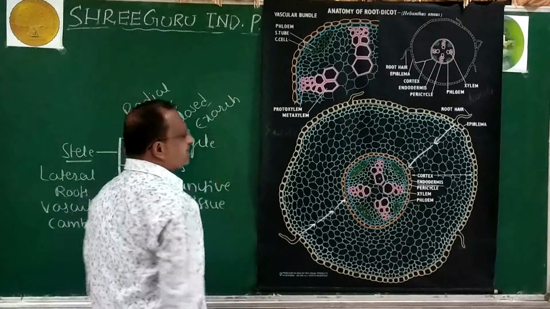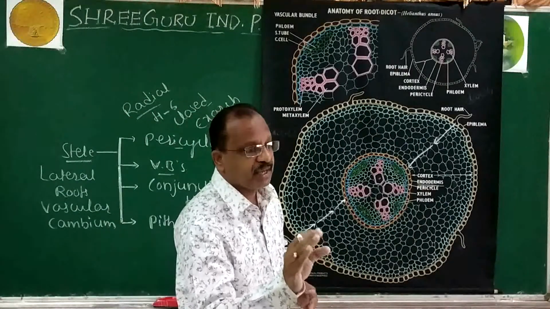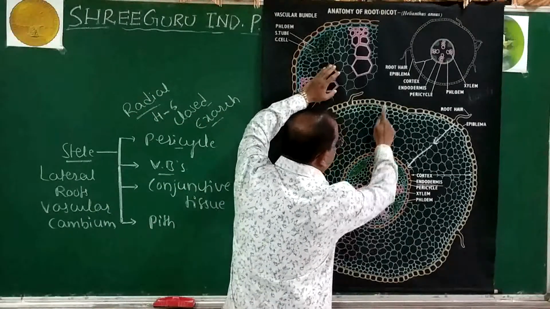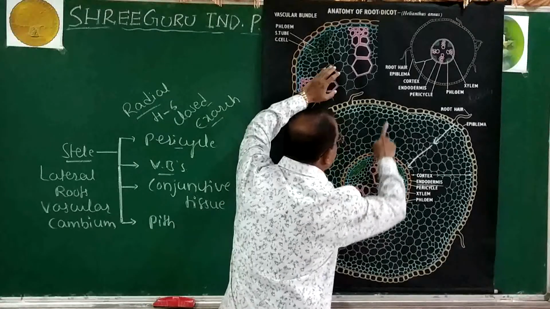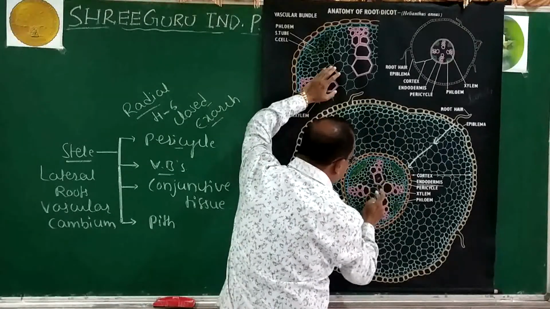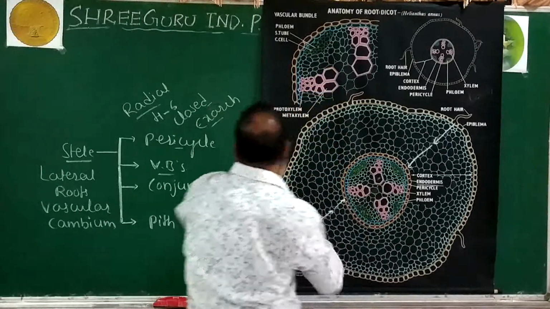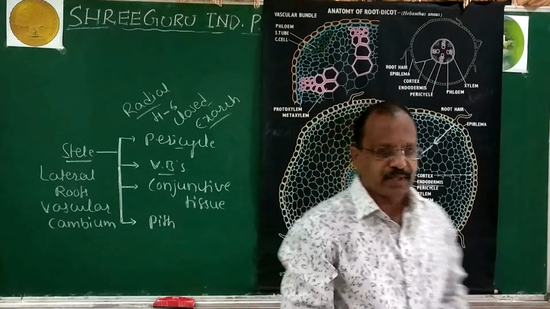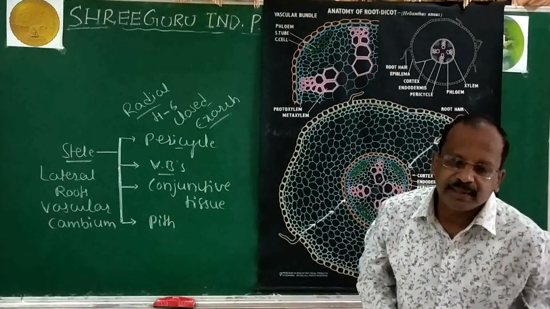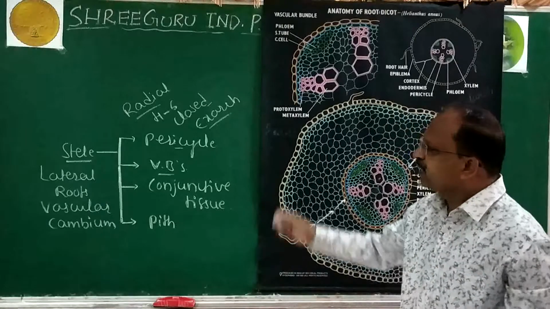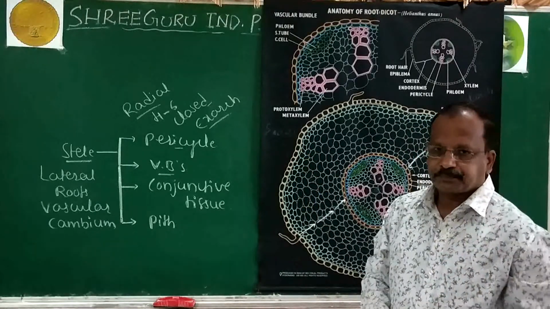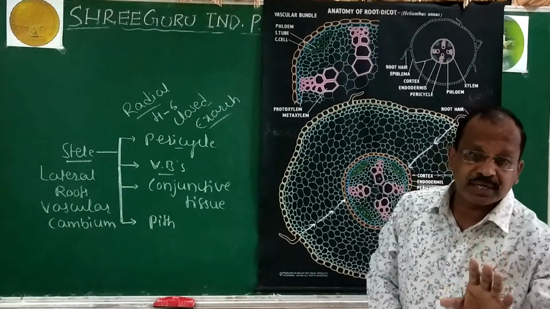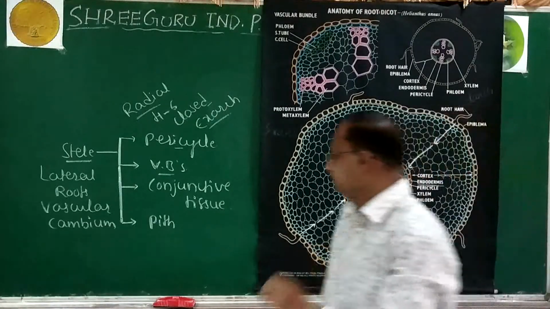Closed means in between xylem and phloem, cambium is absent. Exarch. When protoxylem is towards the periphery and metaxylem is towards the center, then this condition is called exarch. Dear students, please remember this line. We should not explain all the matter in detail. Only mention vascular bundles are radial, tetrarch, closed, exarch. Explanation is not required in anatomy.